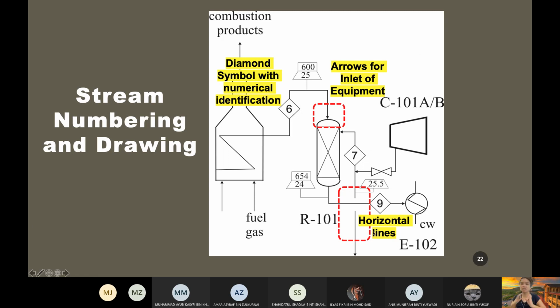Example ni tengok ada intersection kan. So intersection ni kamu tengok, horizontal line tak putus, vertical line tu yang kena putus. Okay, so this is to show that the horizontal lines are dominant. So this is the example when I say about horizontal line, dominant line. Block diagram pun sama, yang mendatar tak putus, yang melintang akan putus.